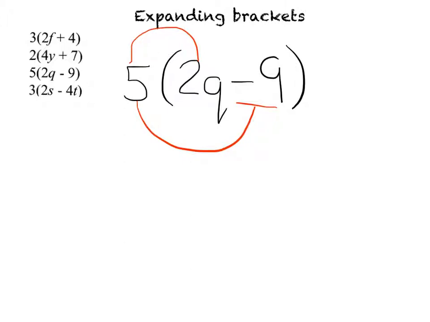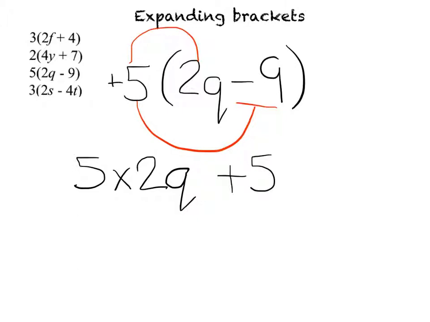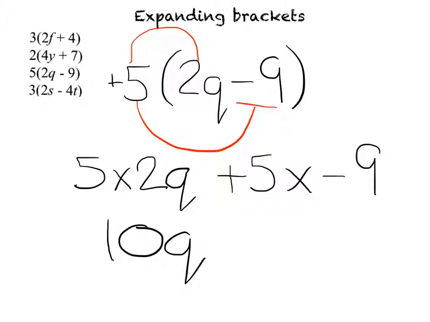Okay, let's write that out. So we've got 5 times 2q, and then, remember, that's a plus 5. There's a plus there, multiplied by minus 9. So 5 times the 2 gets us 10q. Then we've got something good happening to someone bad. Something good happening to someone bad is a bad thing. 5 times 9 is 45. So 10q minus 45.